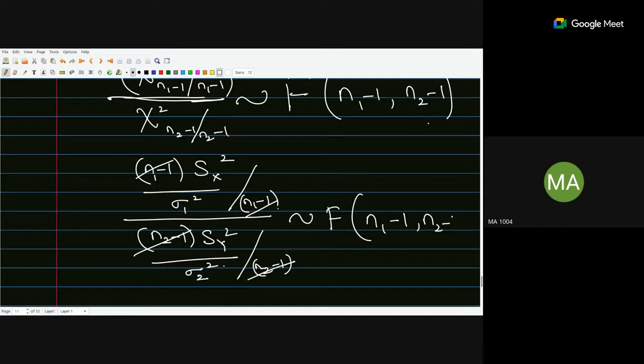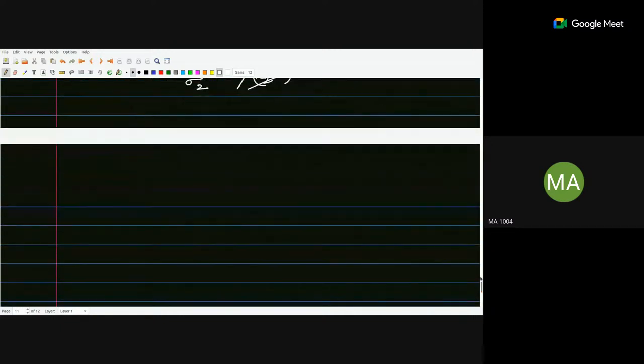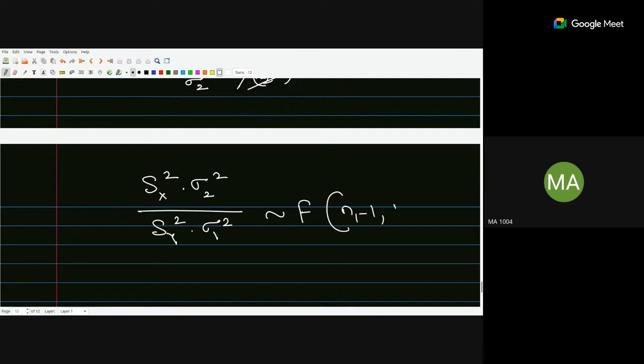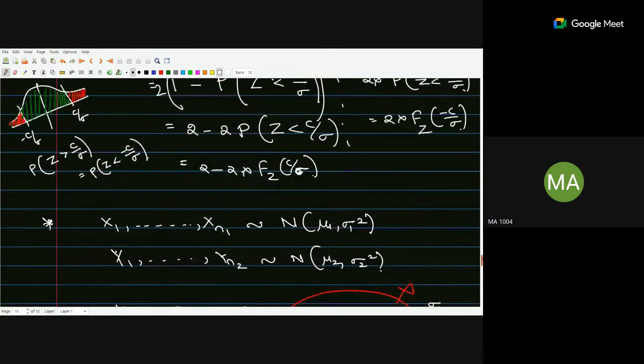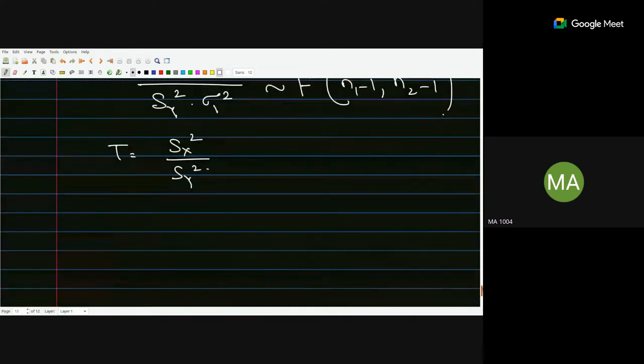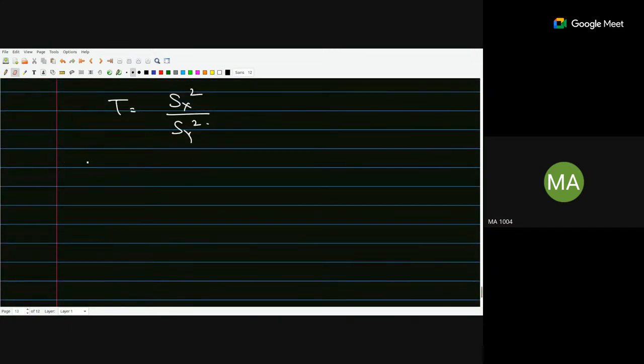This will follow an F distribution, and if I further simplify this, I get something like Sx square sigma 2 square divided by Sy square sigma 1 square. This will follow F with n1 minus 1, n2 minus 1. So now we have Sx square by Sy square as the test statistic for me. If I do sigma 2 square by sigma 1 square, I can convert it into an F distribution, right? Now we have the test statistic. Let's define our test and proceed further.